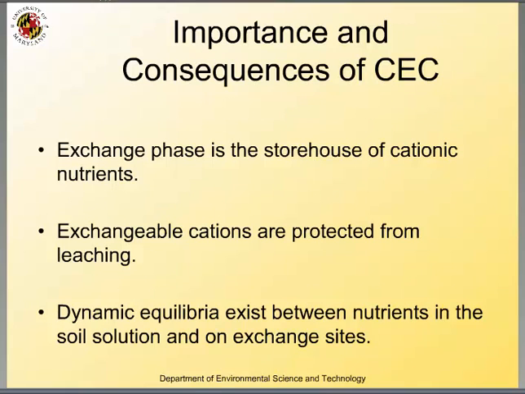Why is it important? Well, the exchange phase is the storehouse for cationic nutrients. When cations are absorbed to exchange sites, they're protected at that moment at least from leaching. They're not in the soil solution. They won't go anywhere if it rains or you irrigate. They're, in a sense, protected by being absorbed onto these exchange sites. There is, however, a dynamic equilibrium between the nutrients in the soil solution and on the exchange sites. So if the conditions in the soil solution change, there's probably going to be some changes on what's on the exchange sites also. So remember we talked about dynamic. Here's where that dynamic really is manifested.